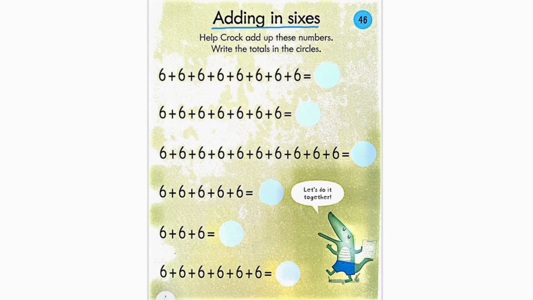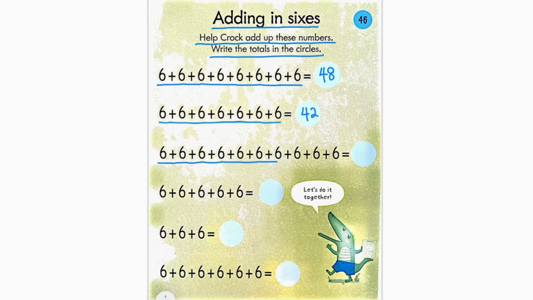Adding in sixes. Help Croc add up these numbers. Write the total in the circles. 6, 12, 18, 24, 30, 36, 42, 48. 6, 12, 18, 24, 30, 36, 42. 6, 12, 18, 24, 30, 36, 42, 48, 54, 60. 6, 12, 18, 24, 30. 6, 12, 18. 6, 12, 18, 24, 30, 36.